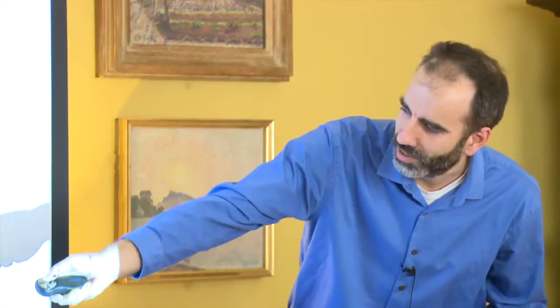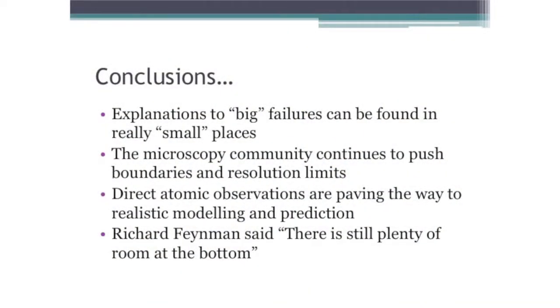And this is how they look in an atomic image. So I'm finishing quickly. This part, unfortunately, I will have to skip. Right, and I'm moving to the conclusion. Hopefully, I give you a bit of a feeling that we need to look at really small places to find explanation for big failure.